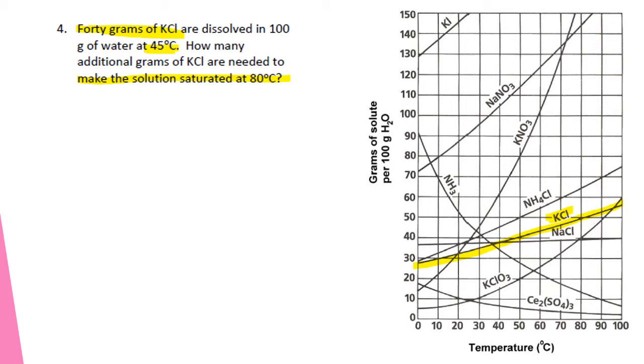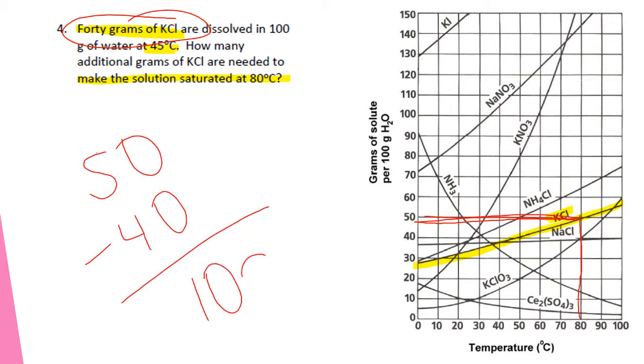So we're going to look at this line. Where does it hit at 80? At 80, KCl is right at 50 grams. It may be 49 is the right answer, but 50 is a good rounded number. So you have already put in 40. It needs 50 grams. So 50 minus 40, you would need to add 10 more grams to get that solution to be saturated, because with 40 grams in it at 80 degrees, it is unsaturated.